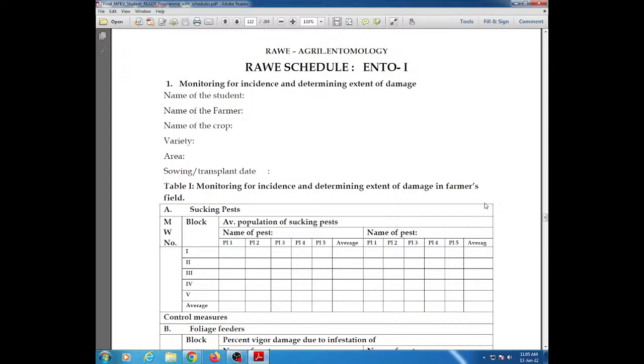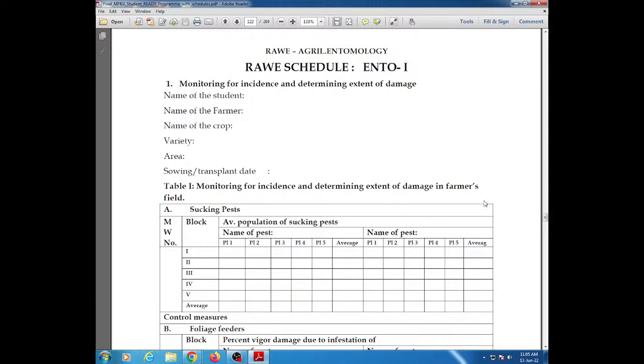So first of all, the name of this schedule is monitoring for incidence and determining extent of damage. You have to monitor the pest in the field of the host farmer, and it is crop specific, you have to see it.